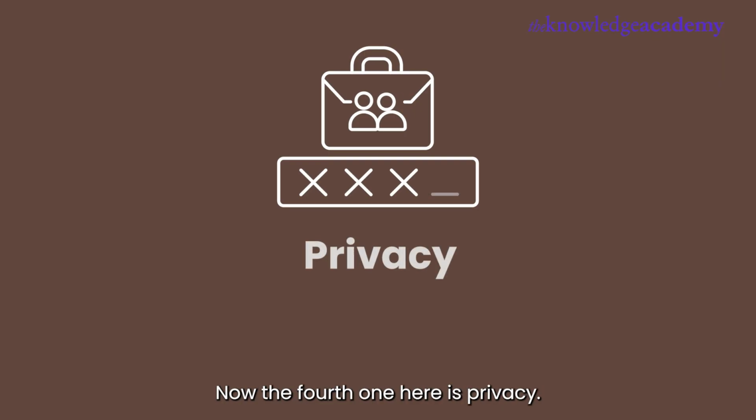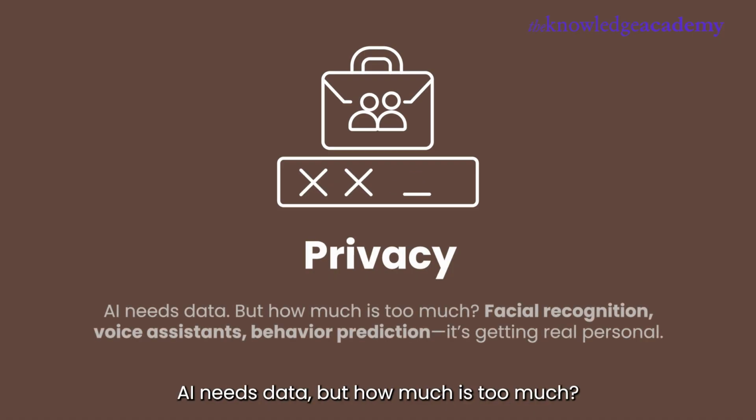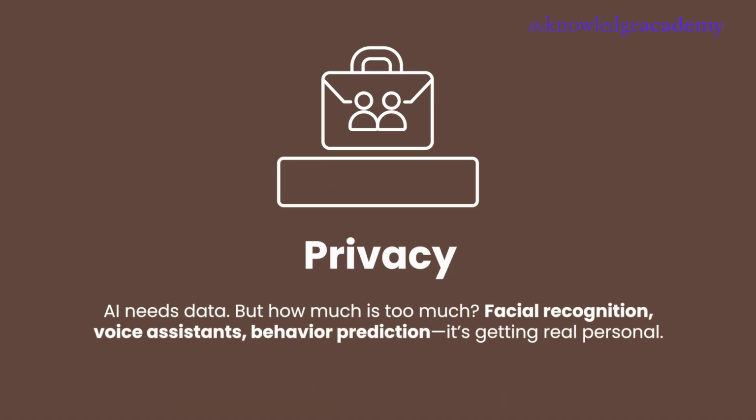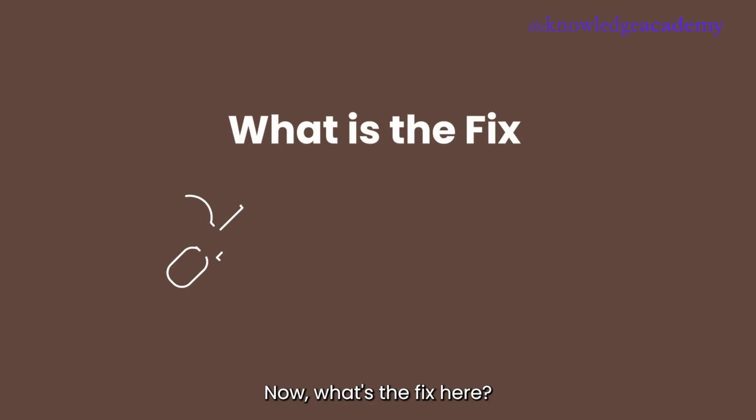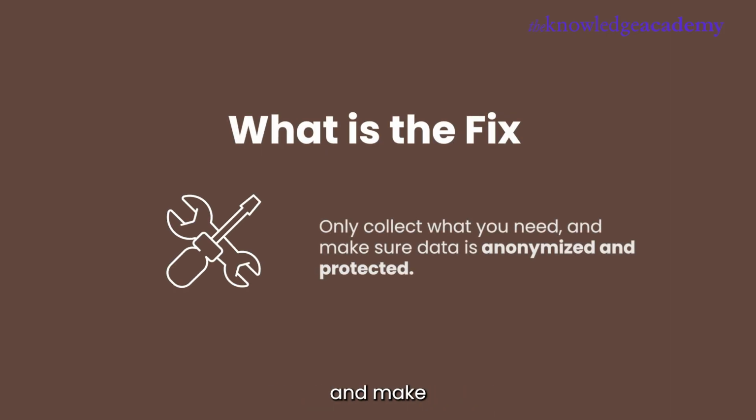Now the fourth one here is privacy. AI needs data, but how much is too much? Facial recognition, voice assistance, behavior prediction, isn't it getting real personal? Now what's the fix here? Only collect what you need and make sure data is anonymized and protected.